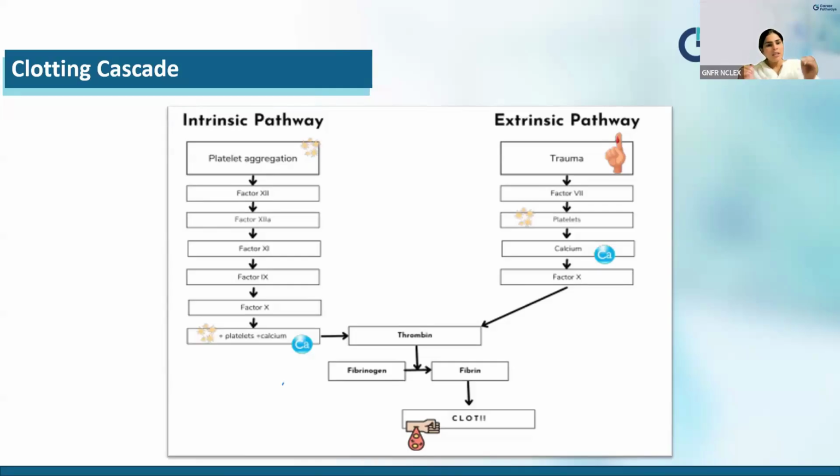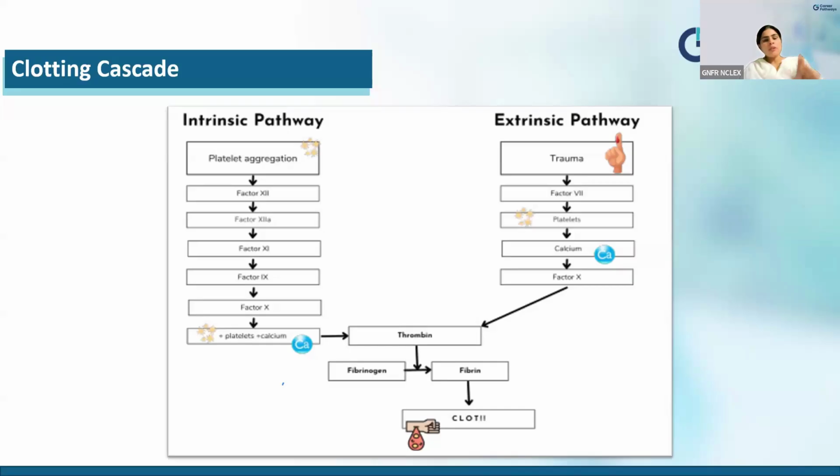Then factor 7 stimulates and activates platelets, in the presence of calcium. Factor 10 will work and stimulate thrombin. Always, whenever anybody questions you, you have to answer like this: in the presence of calcium, this works.